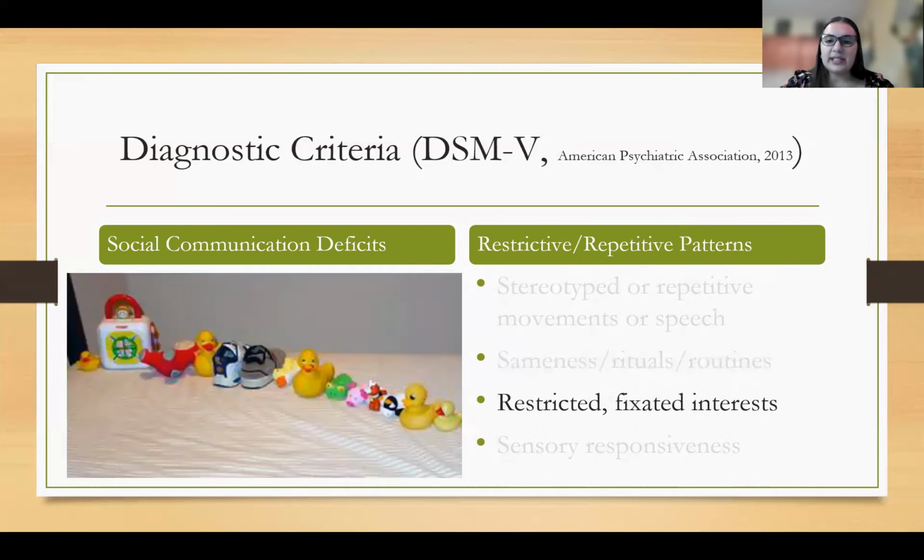Restricted or fixated interests, these are sometimes called special interests, and these also can be a wide variety. Sometimes they're physical objects, or a topic is really common. So someone might have a special interest in something that might be deemed age appropriate or gender appropriate, depending on those confining terms. So we might not notice this. For example, a young child might be really interested in trains.